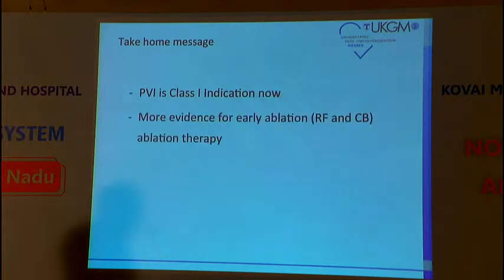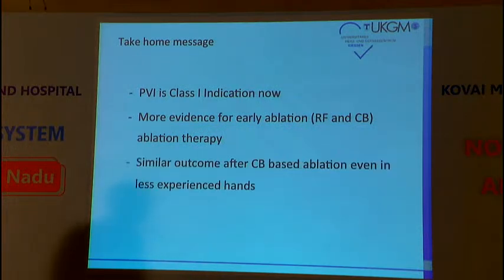So, from my side, ladies and gentlemen, take-home message. PVI, and this is something really new, is a class 1 indication right now for catheter ablation for patients with atrial fibrillation. We have much more evidence right now that early ablation, RF and cryoballoon, is something positive for the patient. We have to stop progression from paroxysmal to persistent AF. This is something very important.